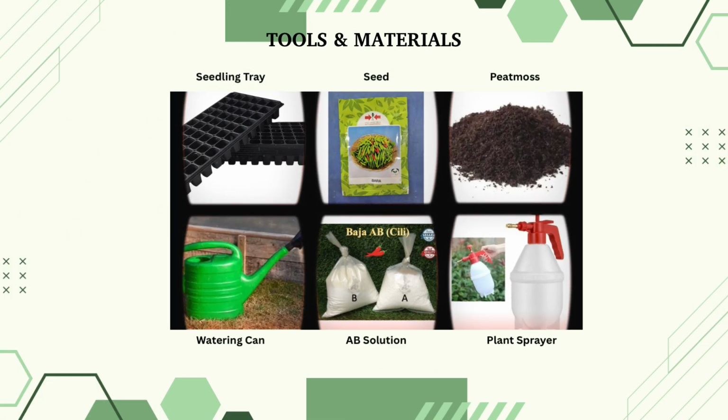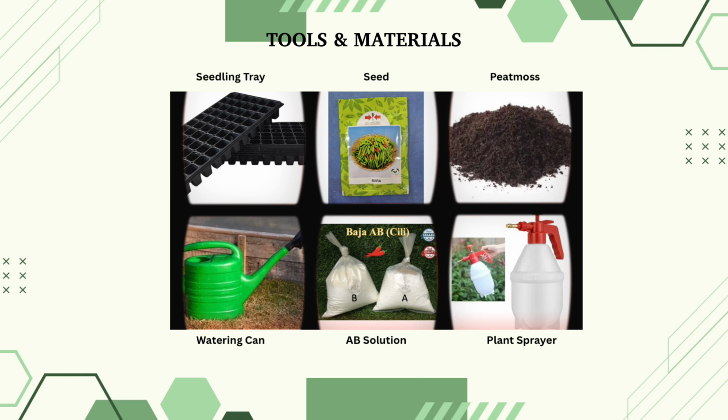These are the tools and materials used throughout the project. First is the seedling tray, which is used for sowing seeds. Next is the certified chili seed, which ensures good germination and healthy seedlings. I use peat moss as the growing medium because it retains moisture well and supports seed germination. A watering can was used to water the seedlings regularly.